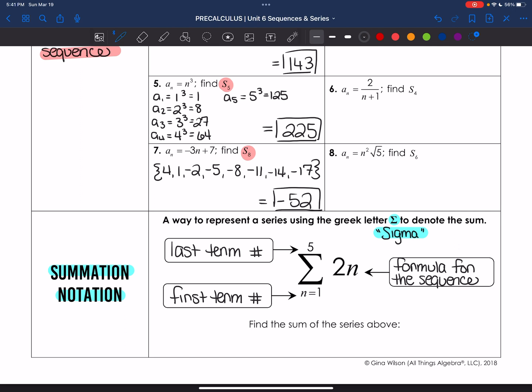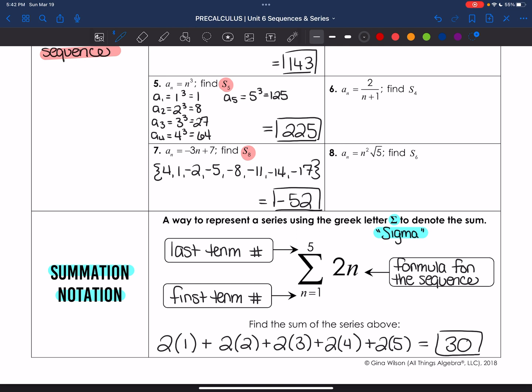And where are we beginning? We're going to begin by taking 2 and multiplying it by position 1. Then 2 times position 2, 2 times position 3, 2 times 4, and last 2 times 5. I'm going to stop at 5 because that is what is indicated at the top of my sigma as my last term. So adding all those together, 2 plus 4 plus 6 plus 8 plus 10 is 30.